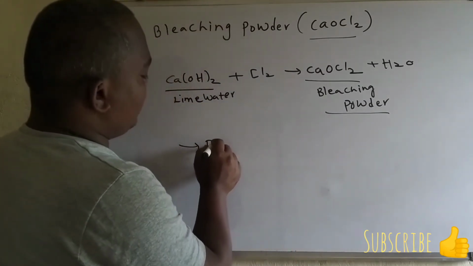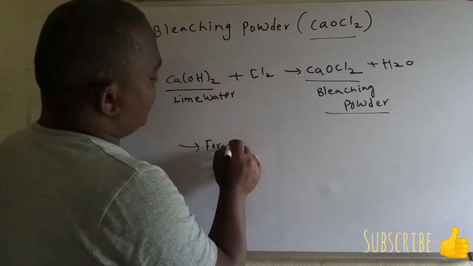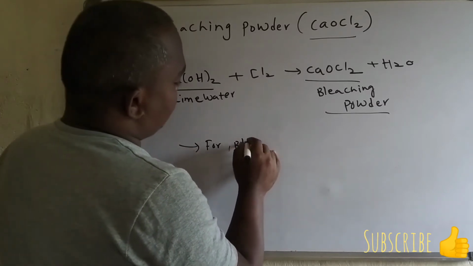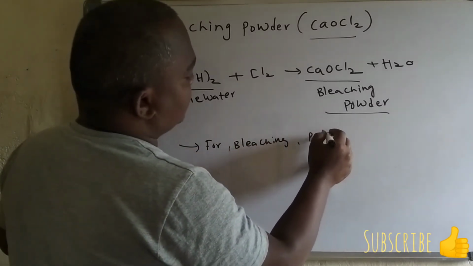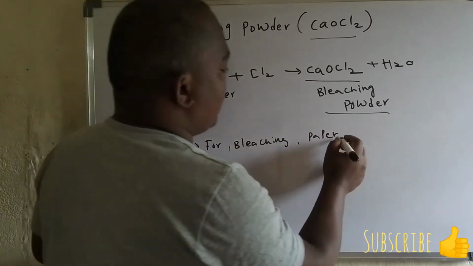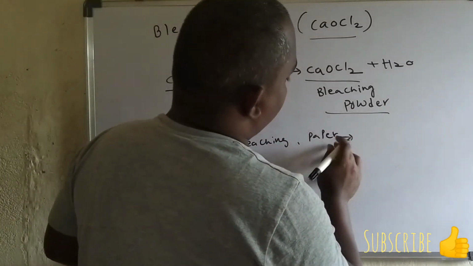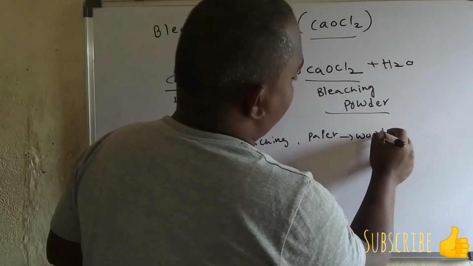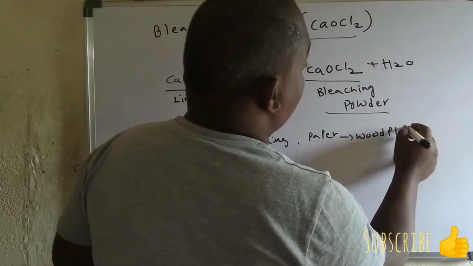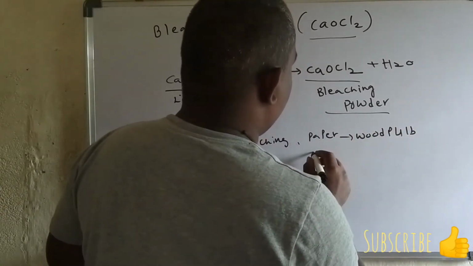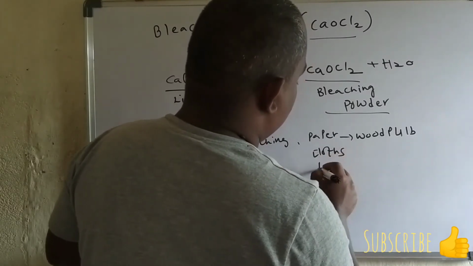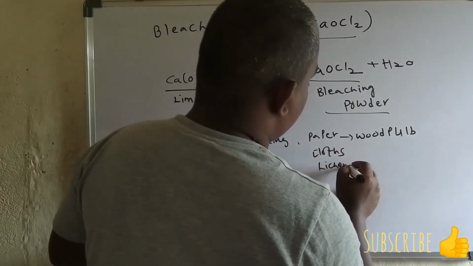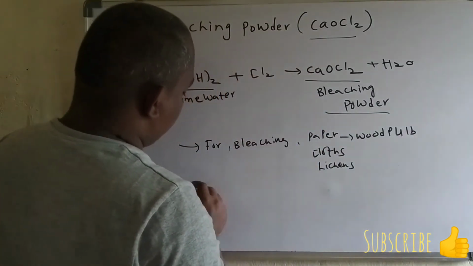For bleaching paper, not directly paper, we are not going to use it here, wood pulp we are going to use for bleaching, wood pulp in the paper industry. And clothes and lichens we use for bleaching purposes.